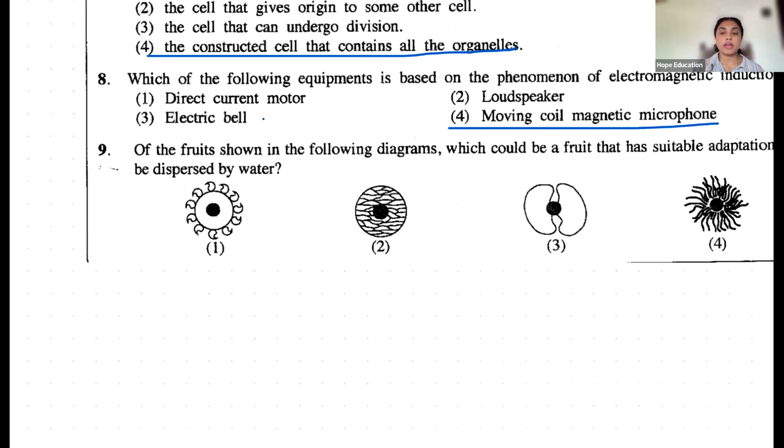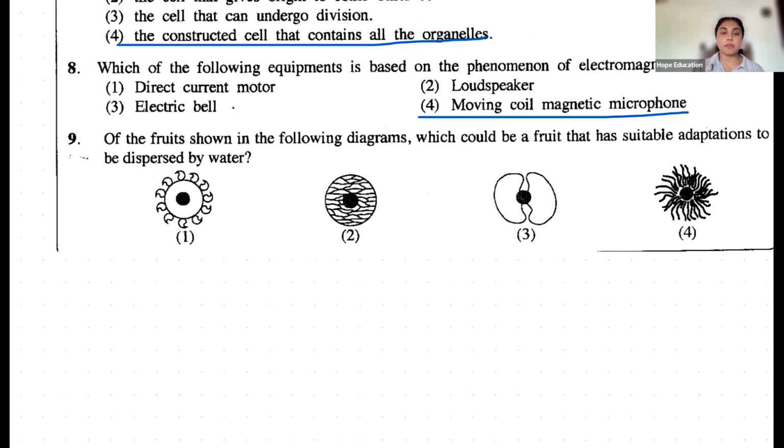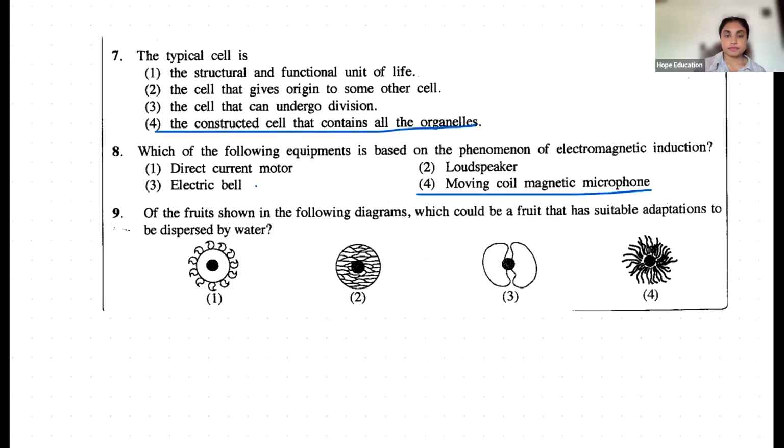Next one, of the fruits shown in the following diagram, which could be a fruit that has suitable adaptation to be dispersed by water? Okay. If you look at the first one, it doesn't look like it can be dispersed by water. There are hooks, no? Hooks mean it's easy for this particular fruit or seed to get attached to animals or humans. So this definitely disperses by animals.